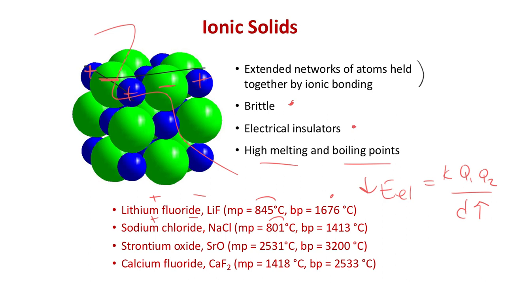So if you weaken the lattice energy, if you recall from chapter 8, then you can also predict that you're going to weaken and lower the melting point and boiling point. So NaCl is a little bit lower than LiF just because its ions are a little bit bigger, hence a little bit less attracted together.